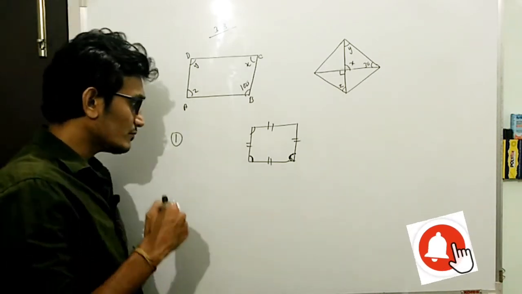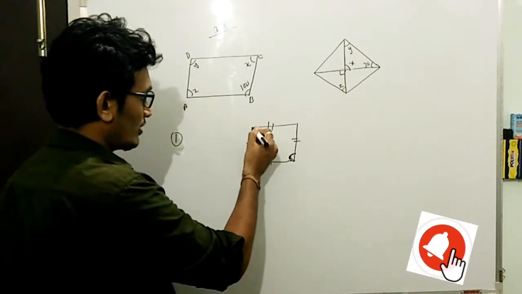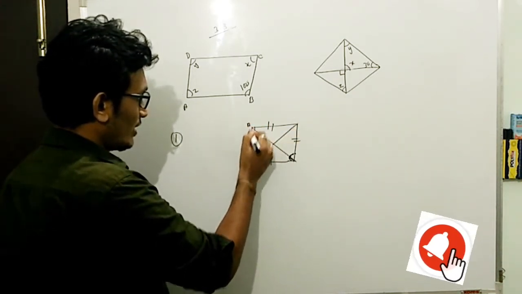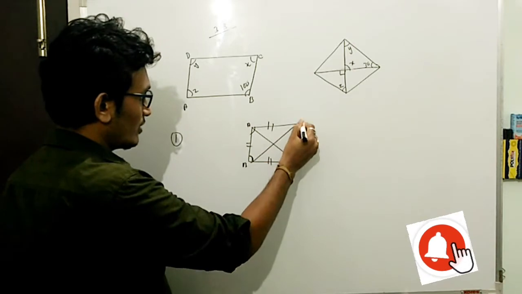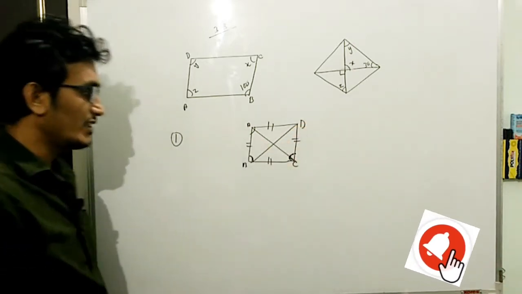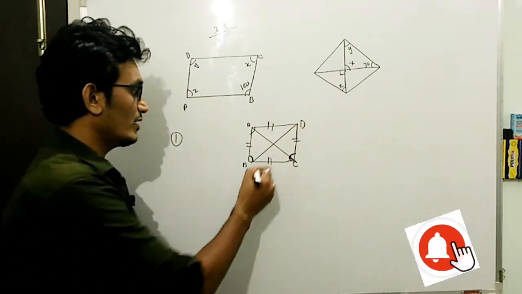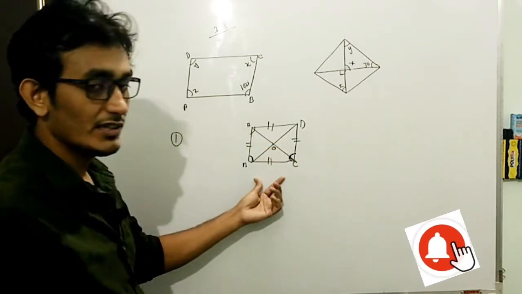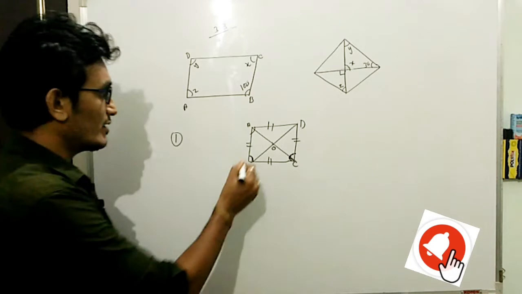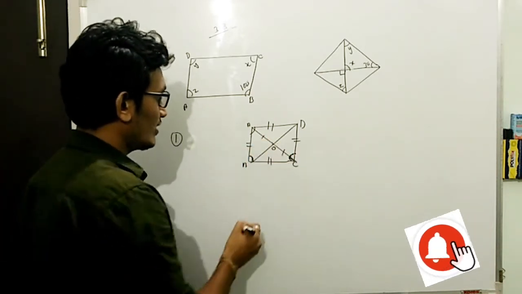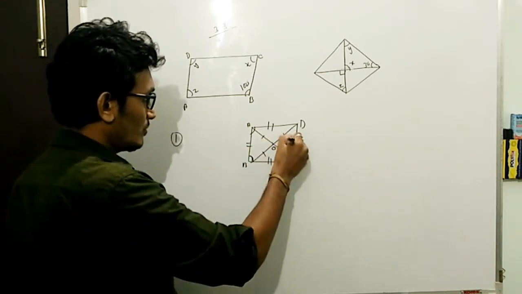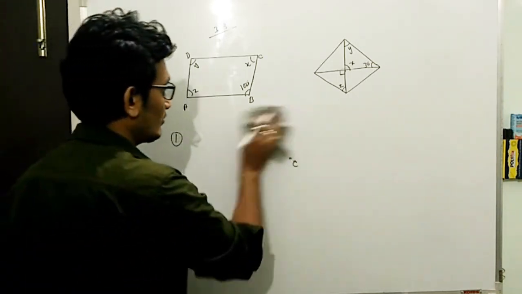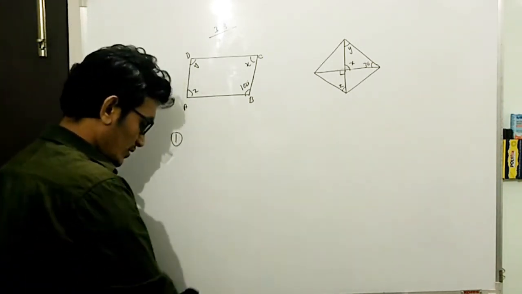And the fourth one, in a parallelogram, diagonals are what? Bisect each other. Suppose ABCD is a parallelogram. The diagonals AC and BD intersect at the point O. So diagonals bisect each other. It means AO equals OC, OB equals OD. These are some properties of the parallelogram. Now let's move to the main question.